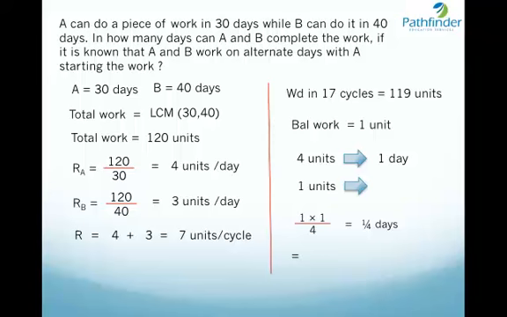So what is the total time required? We've spent 17 cycles completely, that is 34 days. And we have spent 1/4 of an extra day, that is 34.25 days.